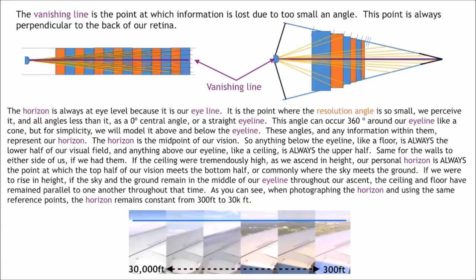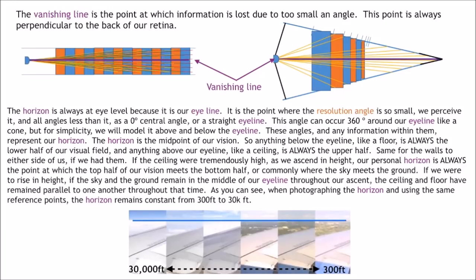This angle can occur 360 degrees around our eye line, like a cone, but for simplicity we will model it above and below the eye line. But again, you can look at it from the top down, from a 45-degree angle, from a 90-degree angle, from a 270-degree angle. It is still going to be the same angle. But for simplicity, we're going to look at it as if you're looking at it from the side of the head. So these angles and any information within them represent our horizon.